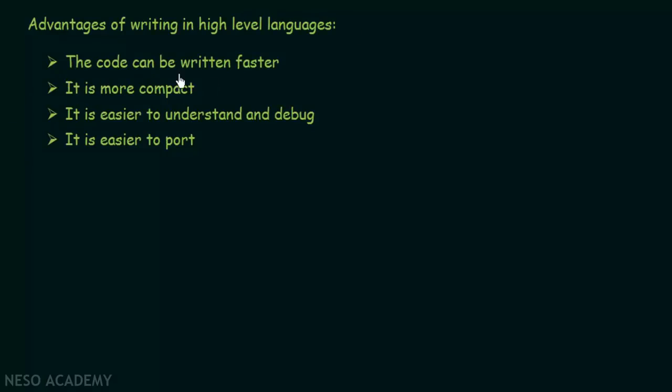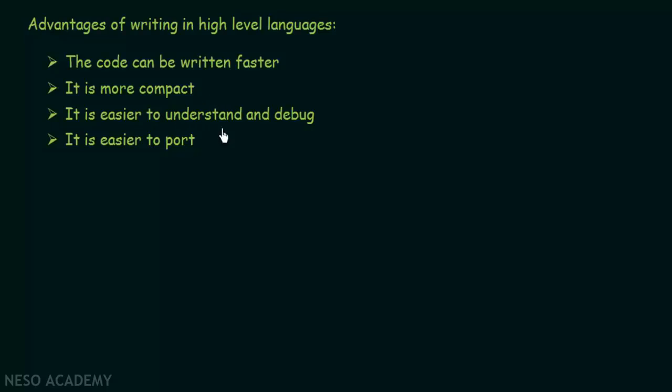So the first one is that the code can be written faster. If you have done assembly language coding, then you know that it is not very easy to write in assembly languages. But if you switch to higher level languages like C or C++, it will be easier and also faster to write. And it is more compact, because you don't have to write as many things as compared to assembly languages.